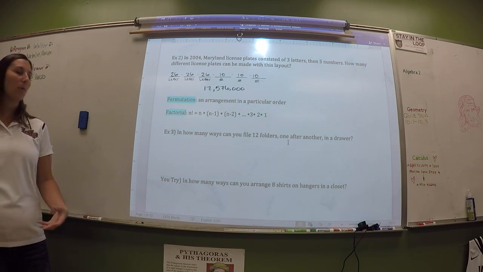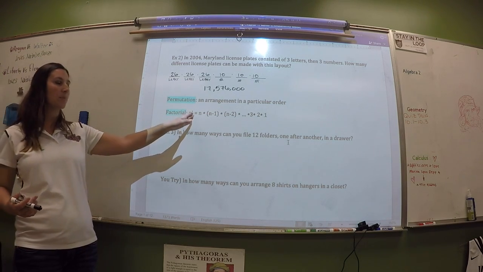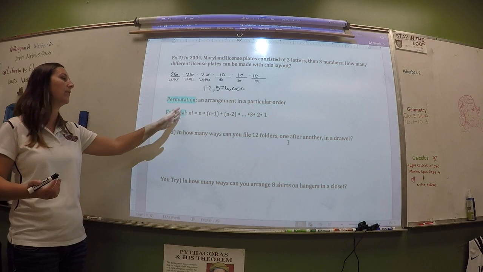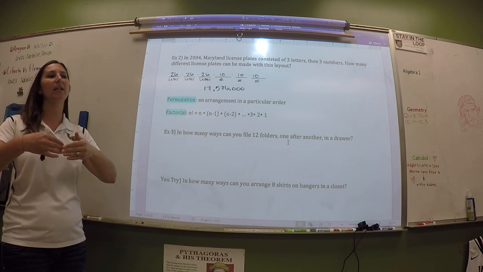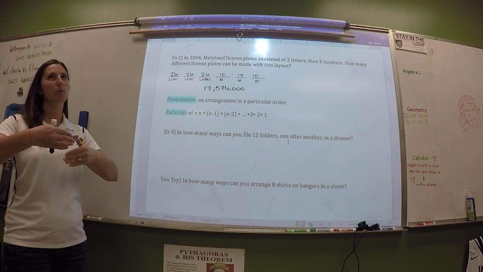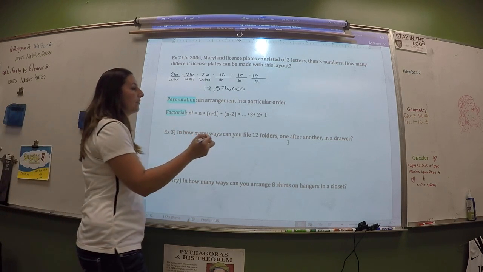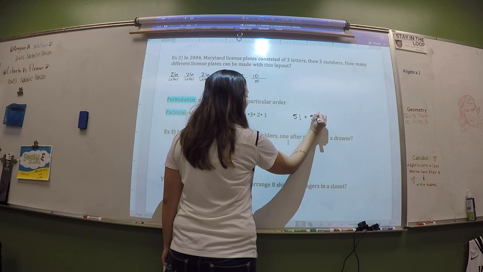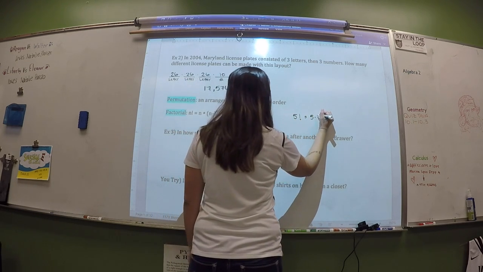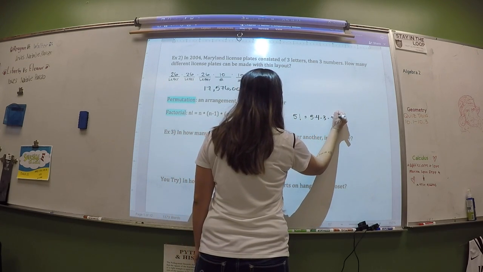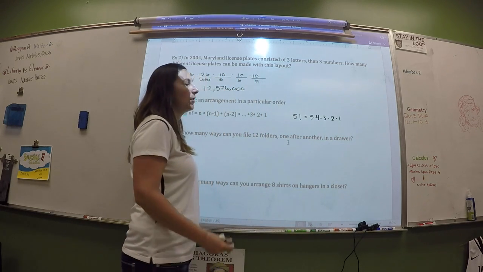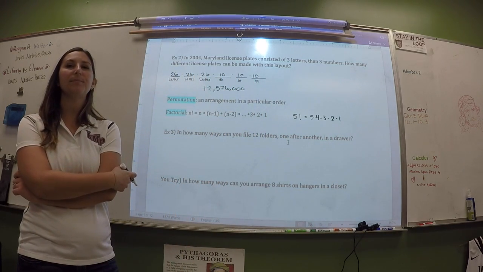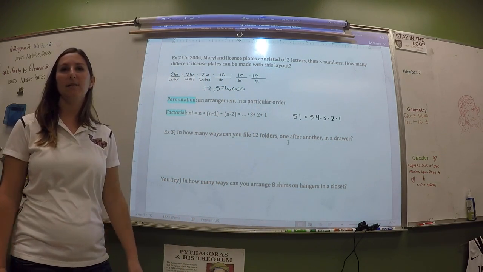It's a symbol. What it means is to take the number that comes before it and multiply it by each preceding number. So if you have 5 factorial, you multiply 5 times all the preceding numbers until you get to 1: 5 times 4, 3, 2, and 1. That would be what 5 factorial is. So 6 would just be 6 factorial. Exactly.